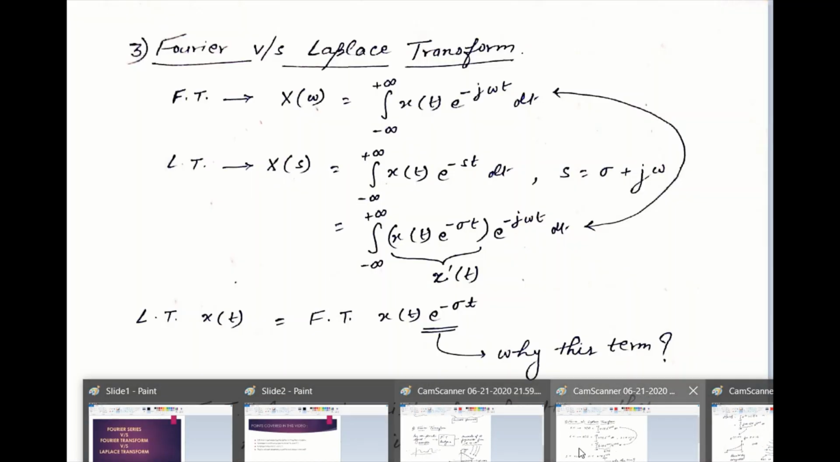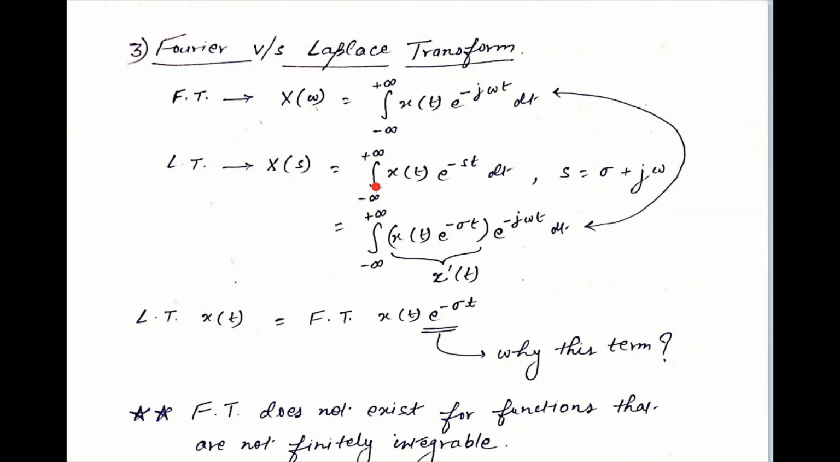So now let us learn about the relation between Fourier transform and Laplace transform. This is the relation for Fourier transform: X of omega is equal to the integration from minus infinity to infinity of x of t into e raised to the power minus j omega t dt. And for Laplace transform it is x of t into e raised to the power minus st dt. Here s is equal to sigma plus j omega. All right. So when I put the value of s here, I get x of t into e raised to the power minus sigma t into e raised to the power minus j omega t dt.